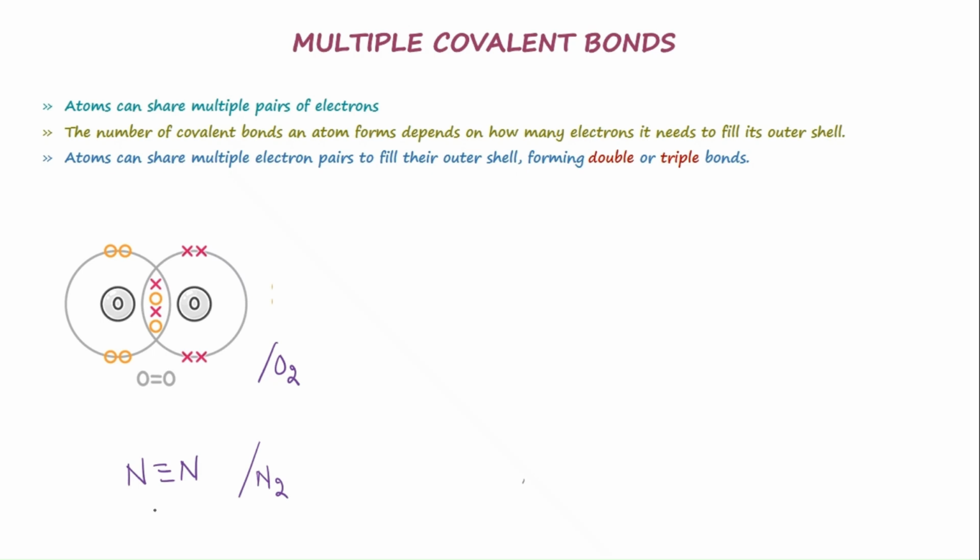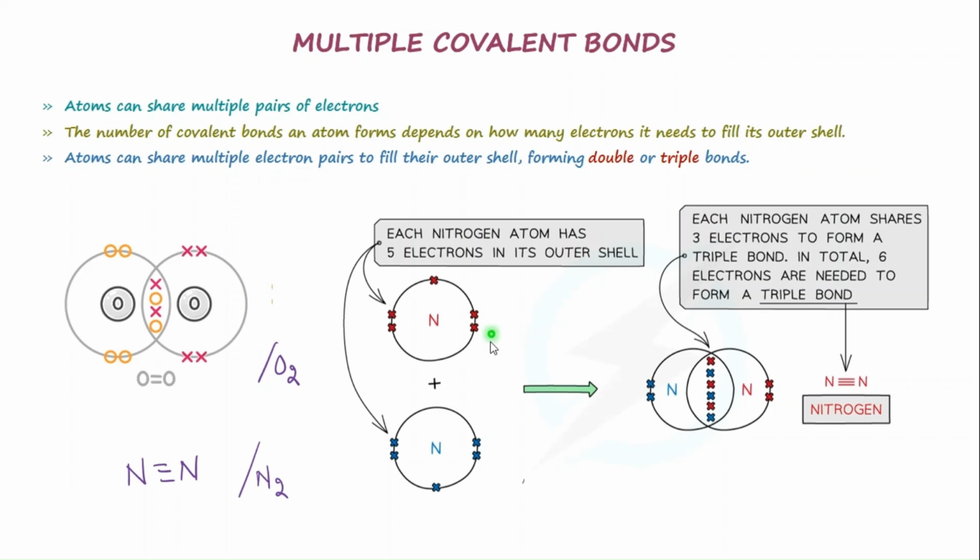Now, how are these double and triple bonds formed? The process is simple, just like we studied in the formation of the covalent bond between two hydrogen atoms. Look at these two nitrogen atoms. There are 5 electrons present in their outermost shell, and they need 3 more electrons to complete their shell. So each nitrogen atom will share its 3 electrons. So the 3 red electrons are shared with this nitrogen, and the 3 blue electrons are shared with this nitrogen atom. And as a result, there are 3 shared pairs of electrons between 2 nitrogen atoms, like this.